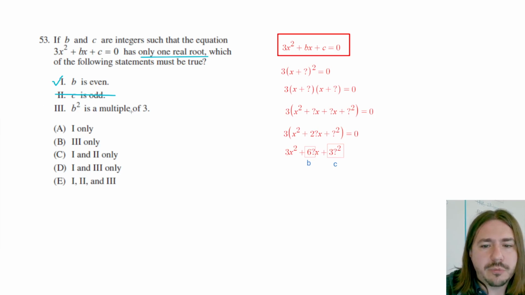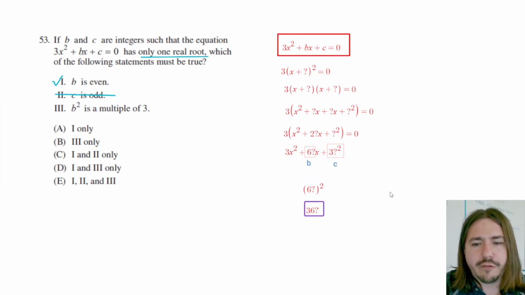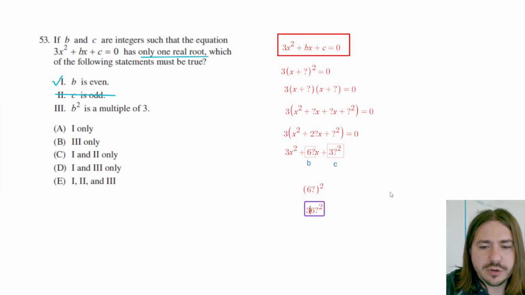B squared is a multiple of 3. Well, b squared would be like 6 times whatever that question mark is, squared. 6 squared is 36, and then we have question mark squared. So whatever that b squared is, it's going to be a multiple of 36, and 36 is a multiple of 3, so 3 is correct. So since 1 is correct and 3 is correct, not 2, I mean 2 could be true, but it doesn't need to be true, our answer here is going to be D.